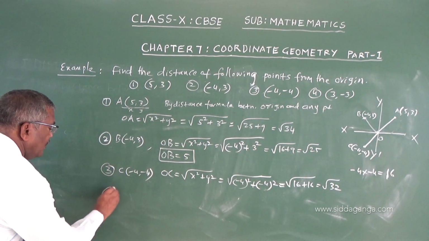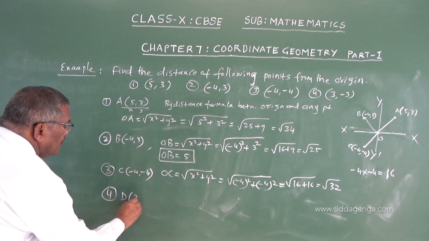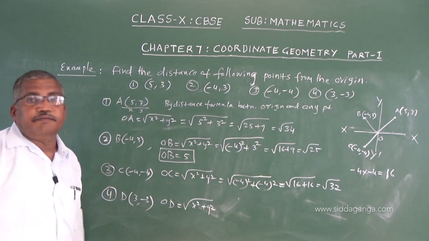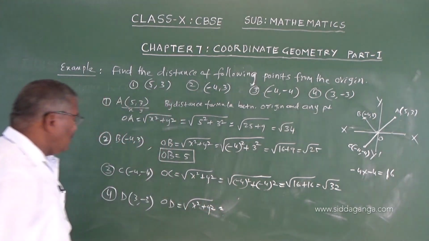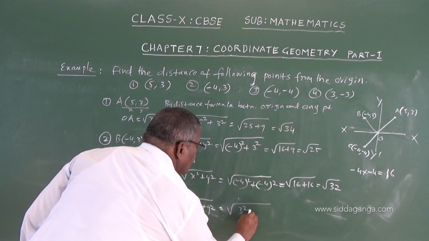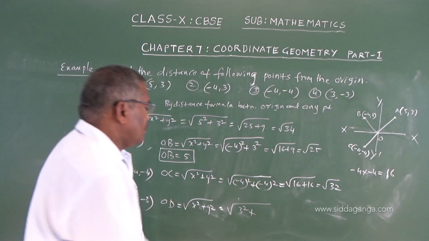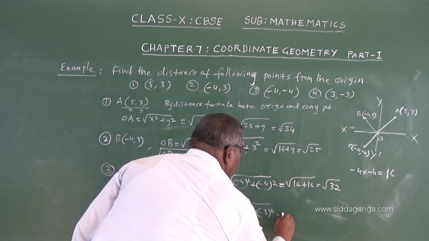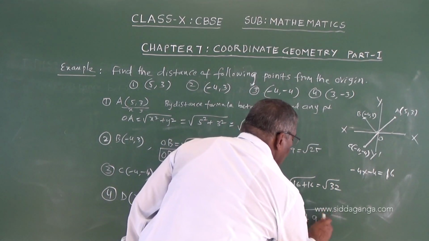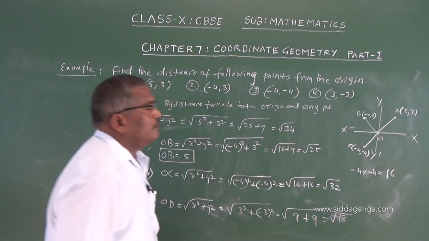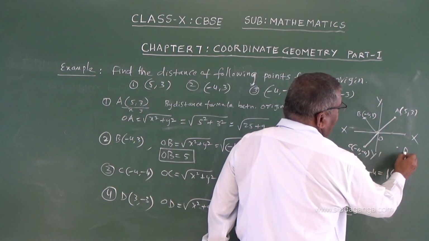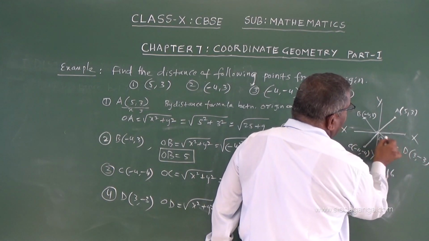Now, finally, the fourth one, call this point D, (3, -3). So distance OD equals root of x square plus y square. Here the value of x is plus 3, so root of 3 square plus the value of y is -3, so (-3) whole square. We know that plus 3 whole square is 9 as well as minus 3 whole square is also 9. So we get root 18. Here x is positive and y is negative, which means the point is in the fourth quadrant.